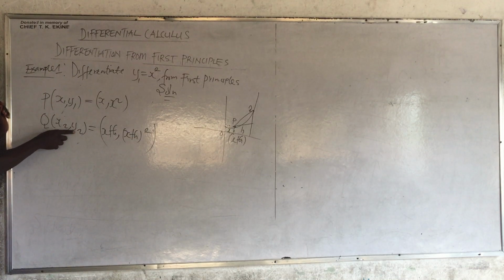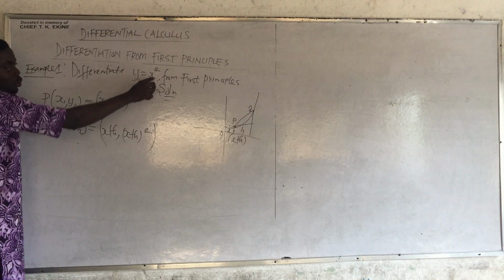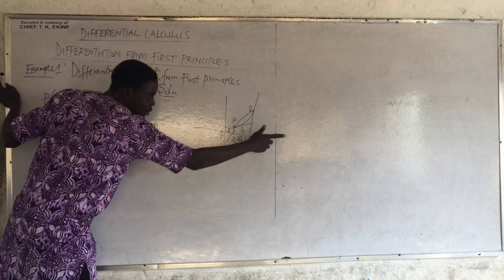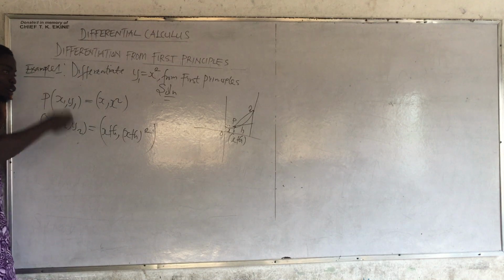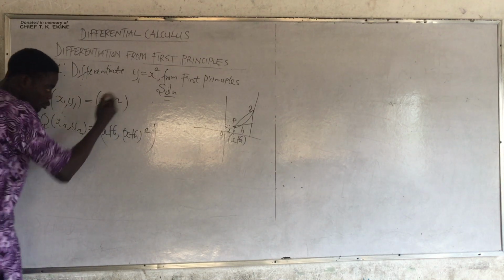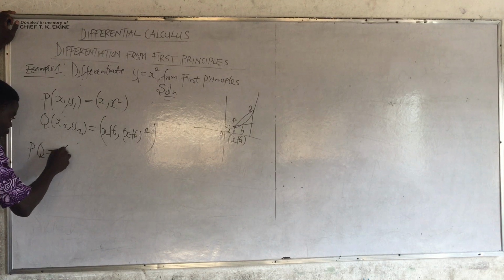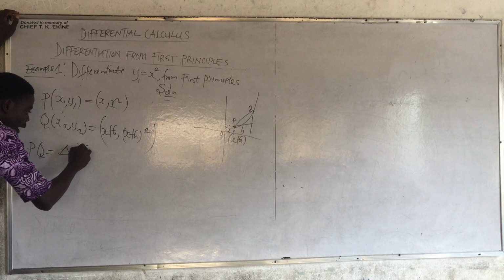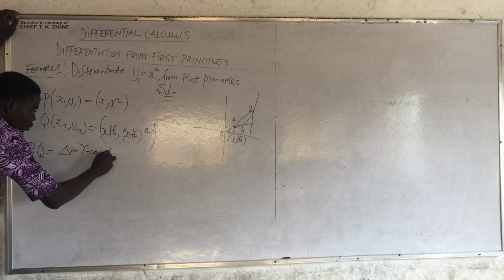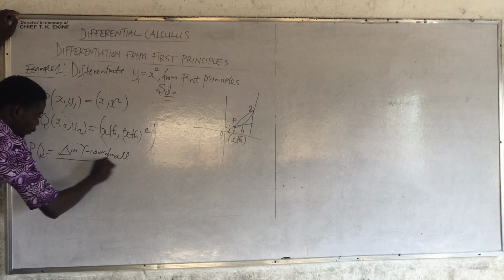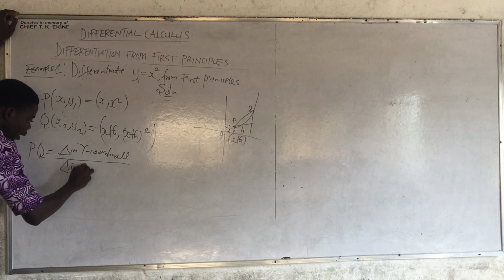Because you have your y is still this. Since x is the horizontal axis, anytime I see x, just put x plus h, all squared. So we can now get the value for that. Now we said that for PQ, the gradient function becomes change in y coordinate all over change in x coordinate.